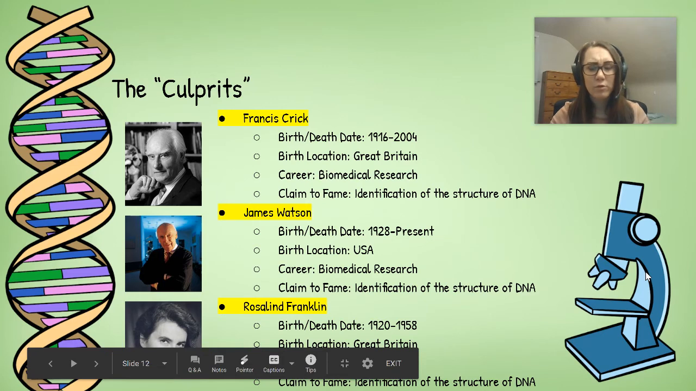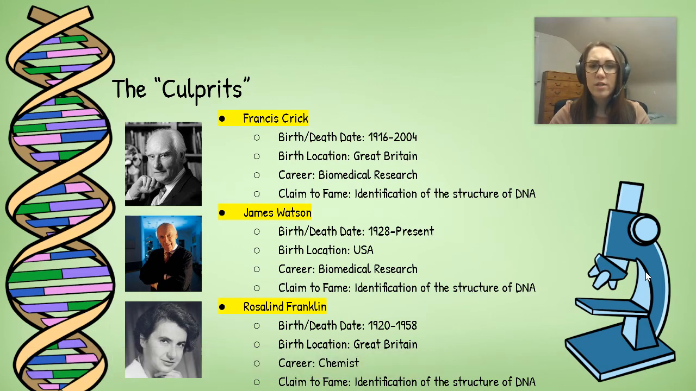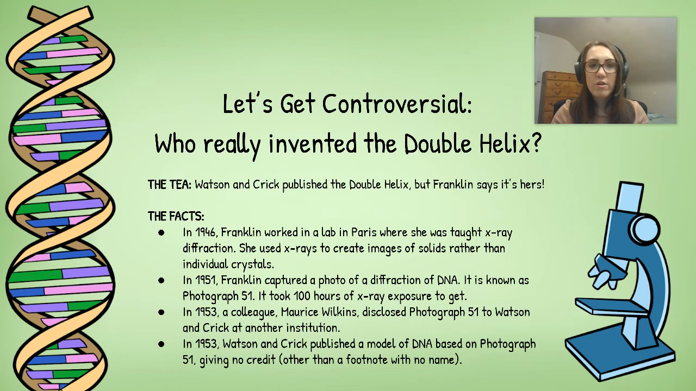Now let's talk about the people who are involved. Watson and Crick worked together. They were both born in the early 1900s, and they did a lot of biomedical research together. Just life medicine. They just did that kind of research. And their claim to fame is that they identified that double helix structure. They say that they found it. However, Rosalind Franklin, born at the same time, was a chemist, worked separate from them. She says that that is her claim to fame too. So who really did it? Well, here are the facts.